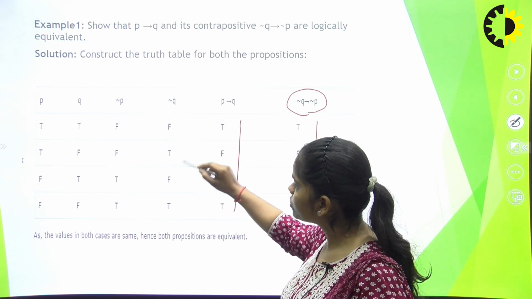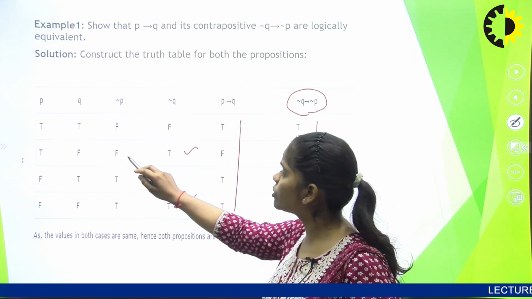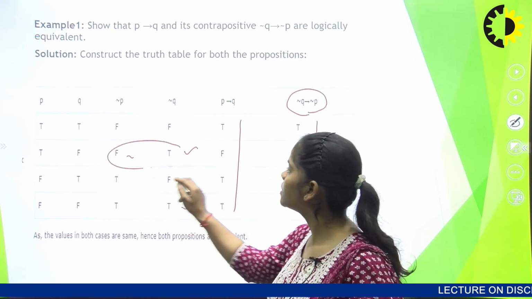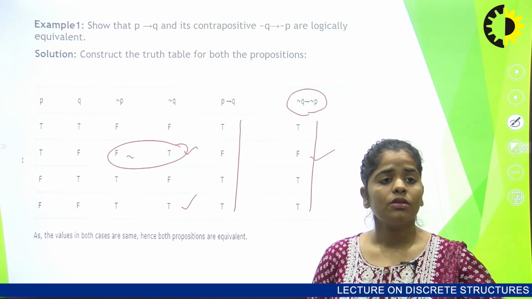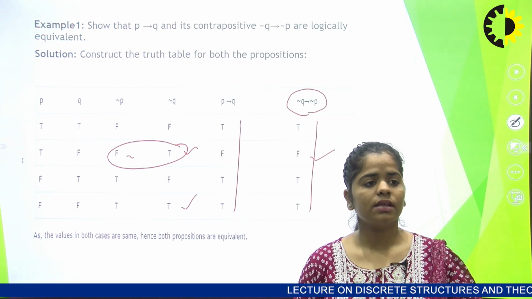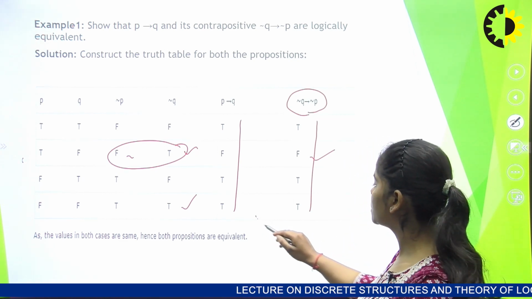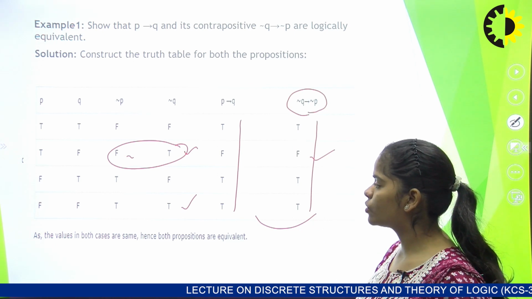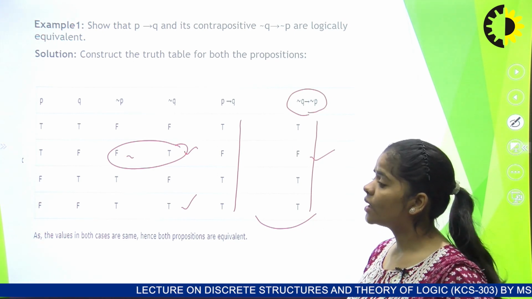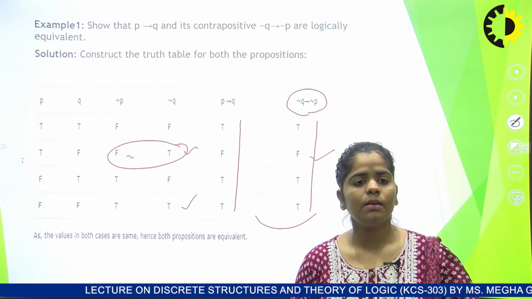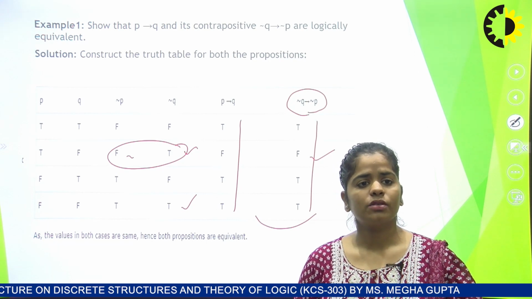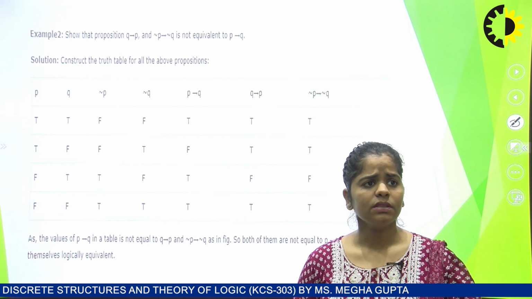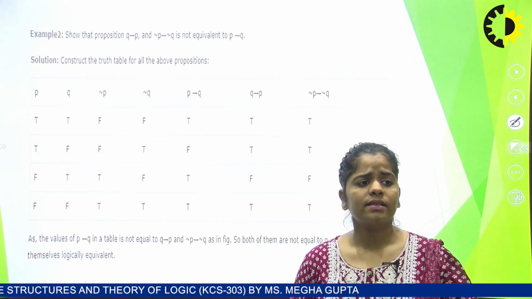It means if this is true, then this should be true, but in this case this is the only false statement, otherwise we are getting true. So in this example, as you are seeing, both the outputs are equivalent to each other, so we can say that the contrapositive of any P implies Q statement is always equivalent to P implies Q, right? Yes. This is the next example.